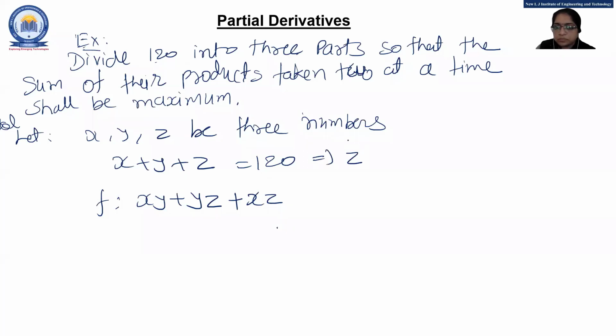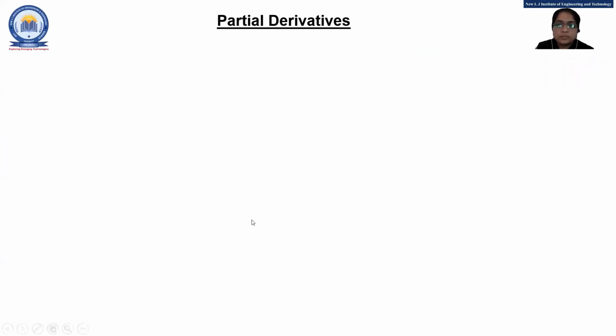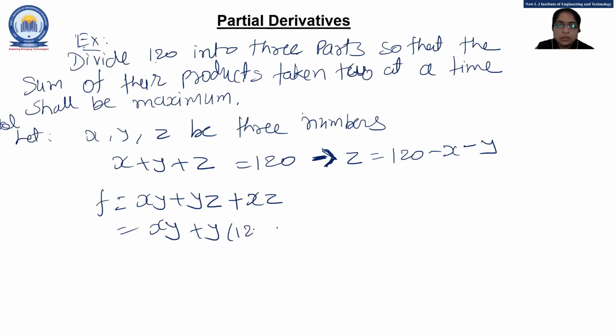So now we take z is equal to 120 minus x minus y. So we are substituting z by 120 minus x minus y, that is, xy plus y into (120 minus x minus y) plus x into (120 minus x minus y). We replace z by 120 minus x minus y. So now our function will convert into two variables only.